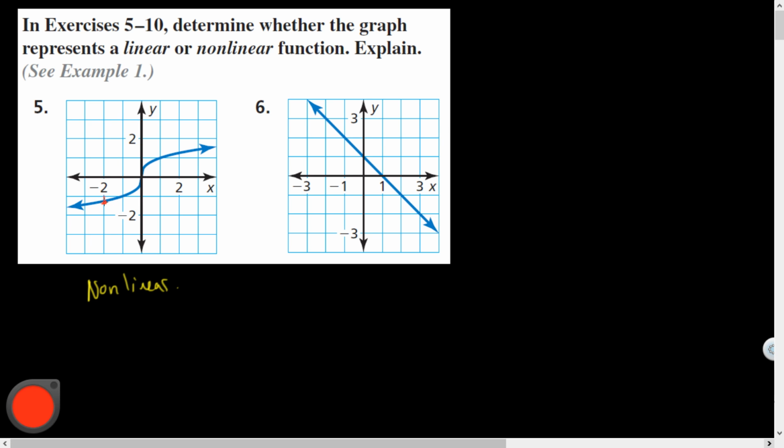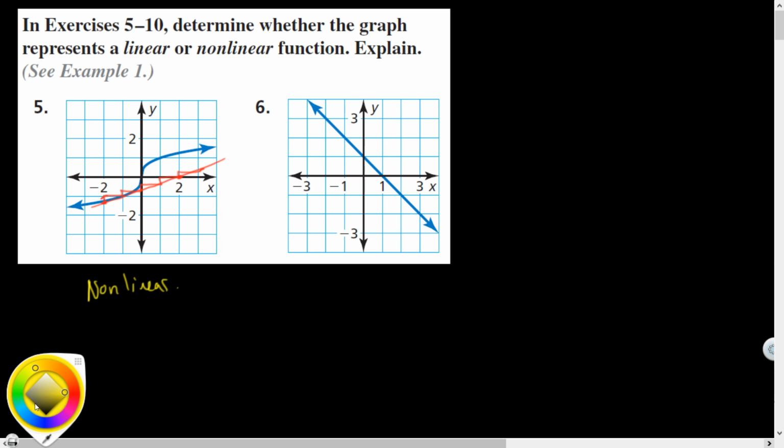Let's see. So this is going up like 0.2 over 1, and then up 0.2 over 1. I already missed up 0.2 over 1. Whatever that amount would have been, it's changing its steepness all the time. It's slowing down, it's getting super steep, it's getting less steep. That's non-linear.